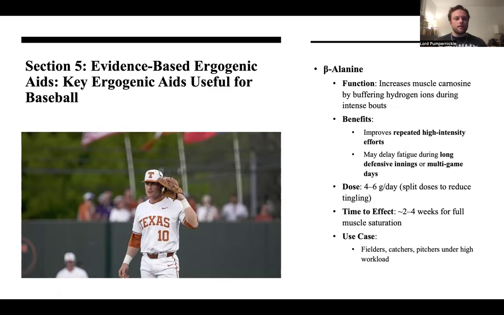Anyhow, beta alanine is another studied ergogenic aid that's useful for baseball. It increases muscle carnosine by buffering hydrogen ions during intense bouts of exercise. It improves repeated high intensity efforts. It could delay fatigue during those long multi-inning games or doubleheader games. 4 to 6 grams per day. You want to split those doses to reduce tingling effects.